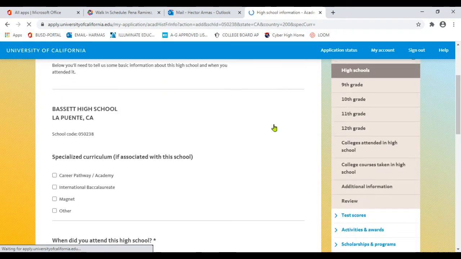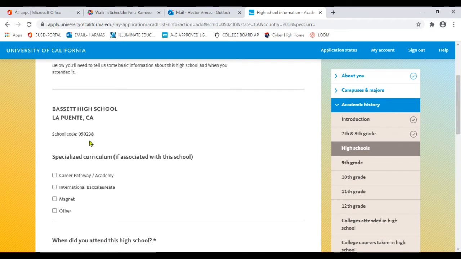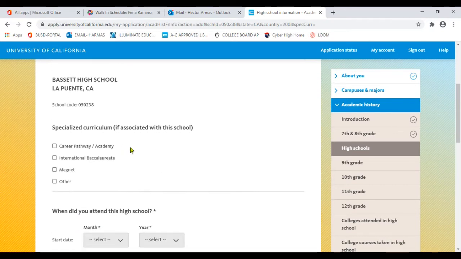And now it says, okay, there's Bassett High School, there's a code, specialized curriculum. Did you complete any specialized curriculum? So in this case, I did not complete any pathways at Bassett, but say for instance, you were in the Health Academy. This is a very good opportunity for you to select this box to put Health Academy. We don't have IB classes, which is called International Baccalaureate. We don't offer Magnet and other.